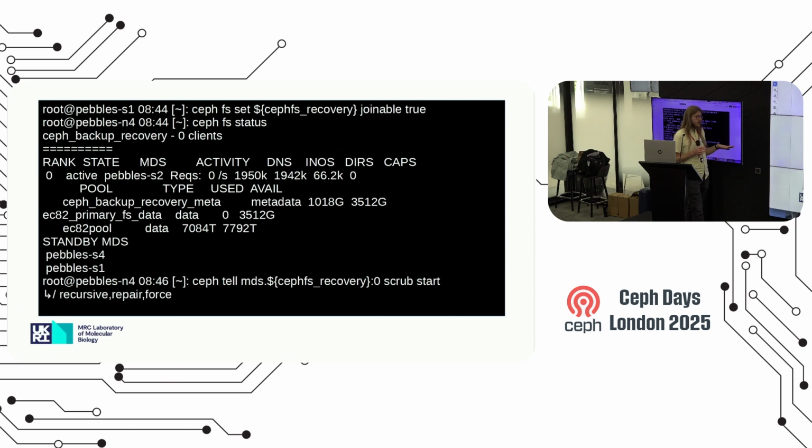So once you've got this recovery file system up and running and you're happy with the contents, you can then go ahead and remove the old file system and pool, because we can't ever have them running again once you've got this up and running.